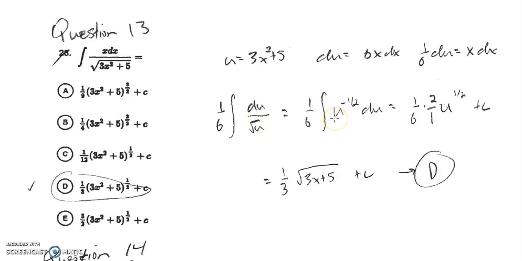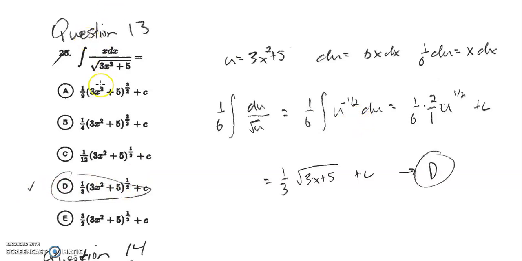Now this is the tricky part of the integration after you do the u sub. I've got 1/6, and this is a u to the negative half. So you need to add 1 to that. What do we get? We get a positive half, but then I need to divide by a half. That's the same as multiplying by 2 over 1. So these cancel a little bit and give me a 1/3. And then I sub the u back in and get the square root of 3x squared plus 5, plus a constant. So my answer is D.